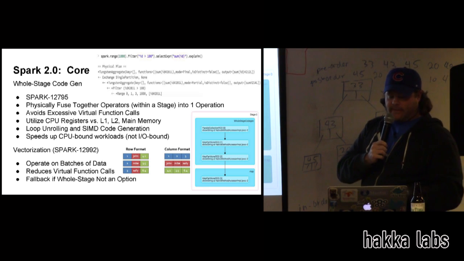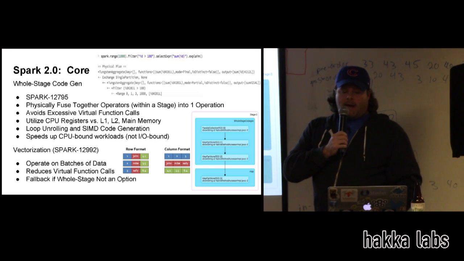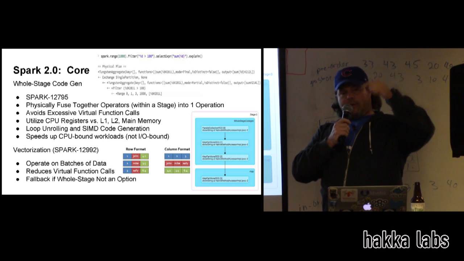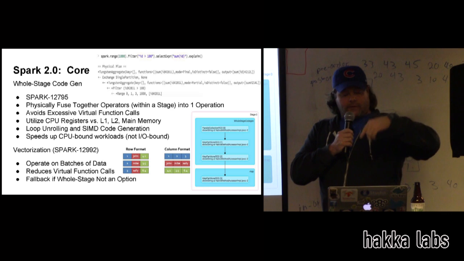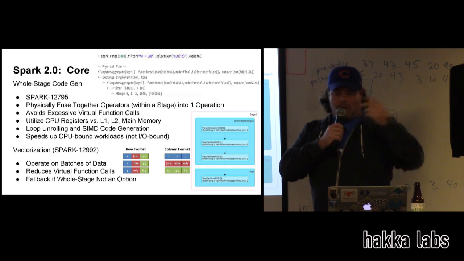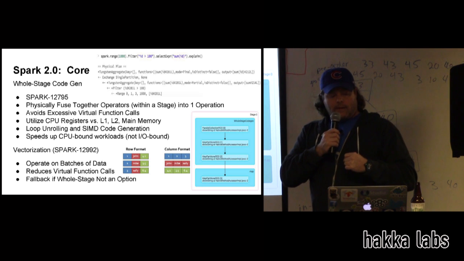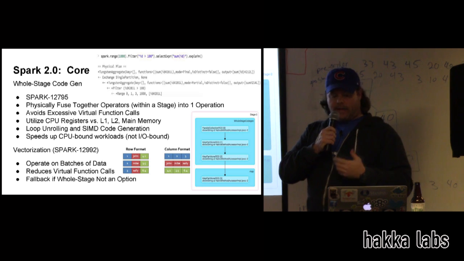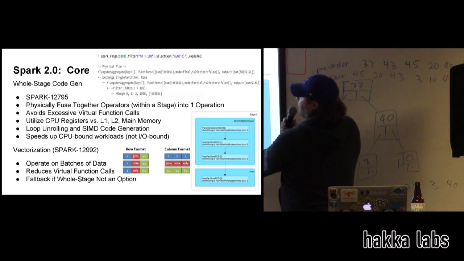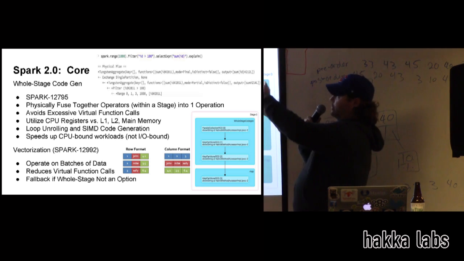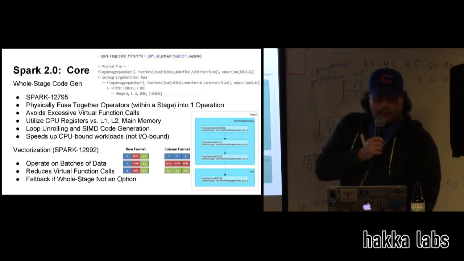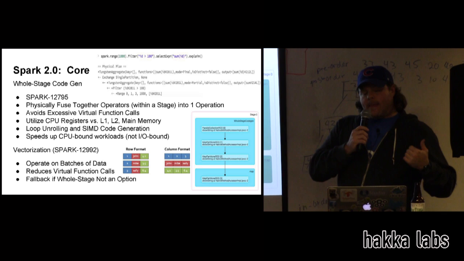Yeah, so SPARK-12795 has the gory details here, but basically if you have 3 separate function calls, there's all these virtual function call chains and things like that, and then pulling things into CPU registers, blowing them away. So here it's this whole stage thing. Each stage can now be collapsed into one physical method. This cannot be fused in because of the shuffle. Yeah, classic loop unrolling, SIMD code generation.